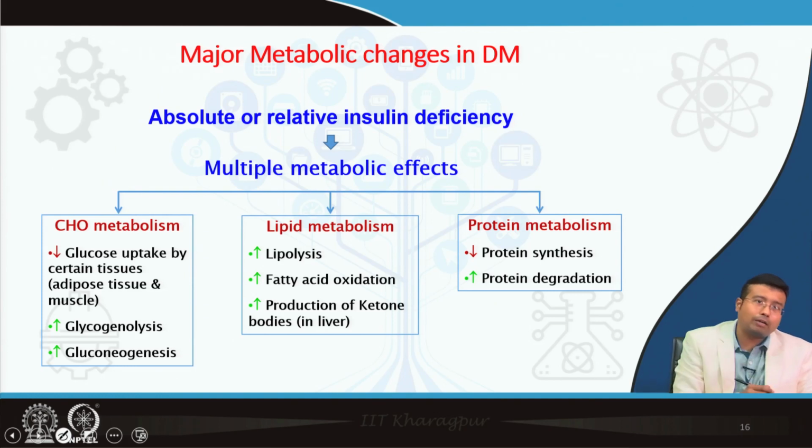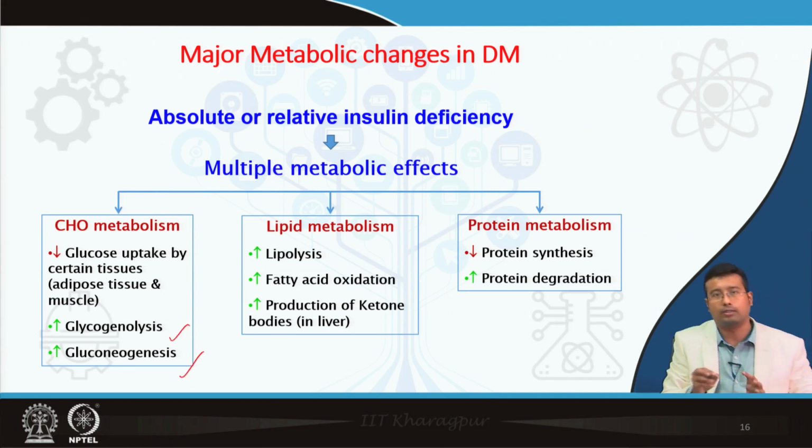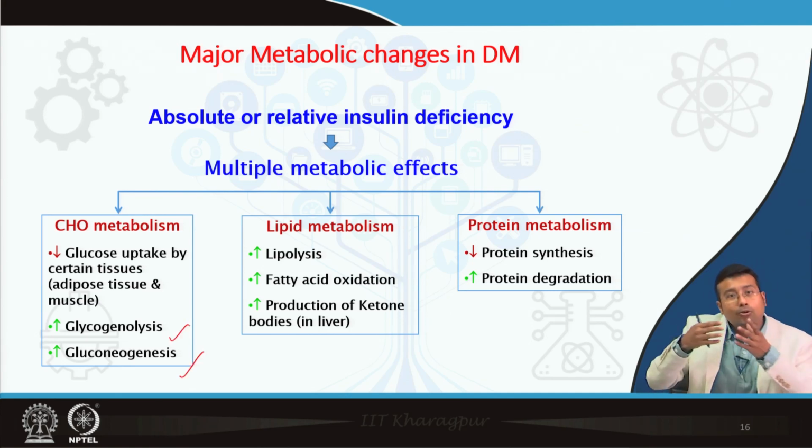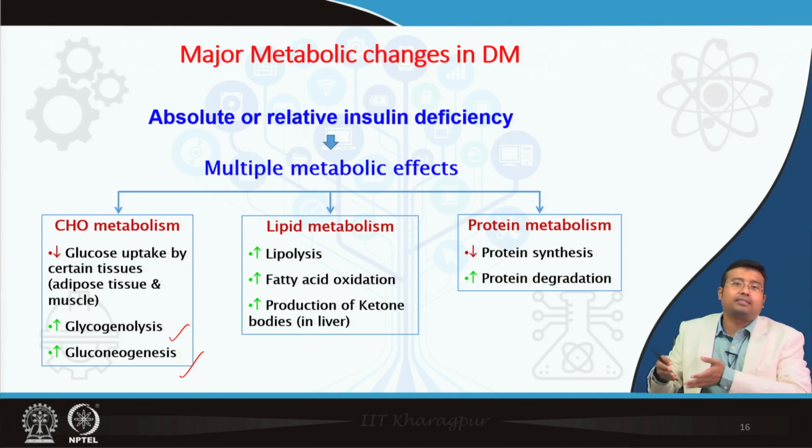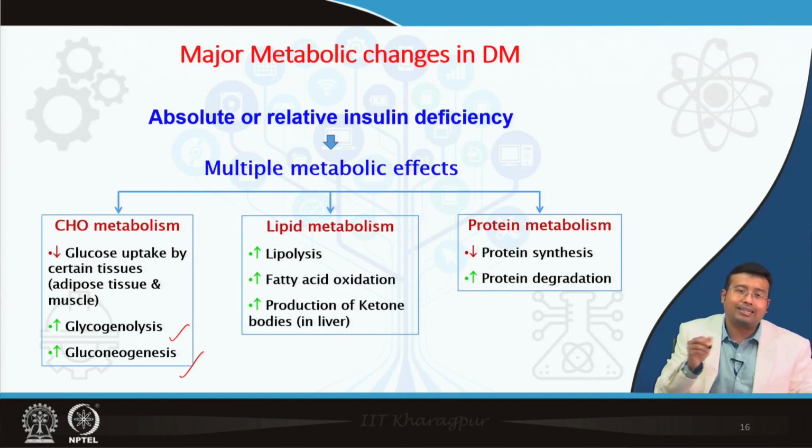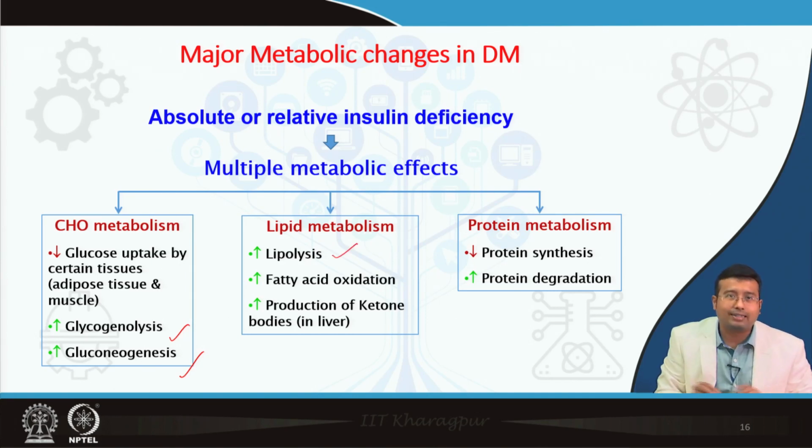So what happens in carbohydrate metabolism? Glucose uptake is reduced by muscle and adipose tissue, and there is increased glycogenolysis and gluconeogenesis. Clear? We will be discussing this in lecture sessions ahead. Now moving forward, what are the alterations regarding lipid and protein metabolism? For now you should know this: in lipid metabolism, there is increased fat breakdown, increased fatty acid oxidation and production of ketone bodies in the liver. These are all catabolic processes.